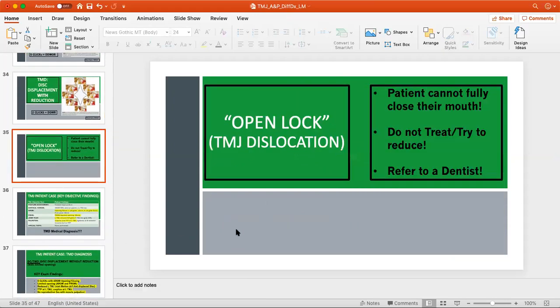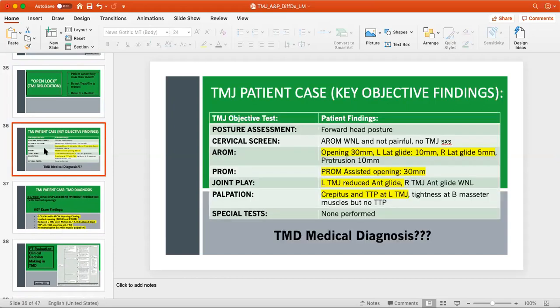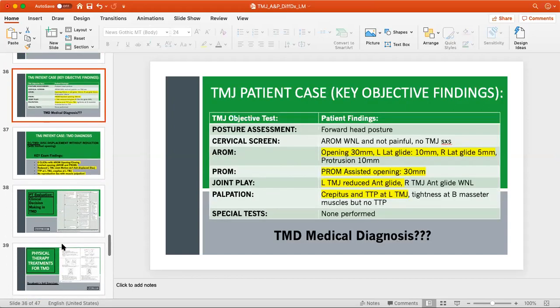Another option for dysfunction would be an open lock or a dislocation of the TMJ, in which case the patient can't close their mouth. Wanted to throw this in there because this is going to be a patient that you don't treat. So you don't want to stick your hand in somebody's mouth if they're open locked. If you get them to close, they could reflexively close. And again, that jaw has a lot of force. They could really hurt your hand or fingers, no joke. So this is a patient you want to refer out. You want to refer them to a dentist or somebody who has more experience in reducing this.